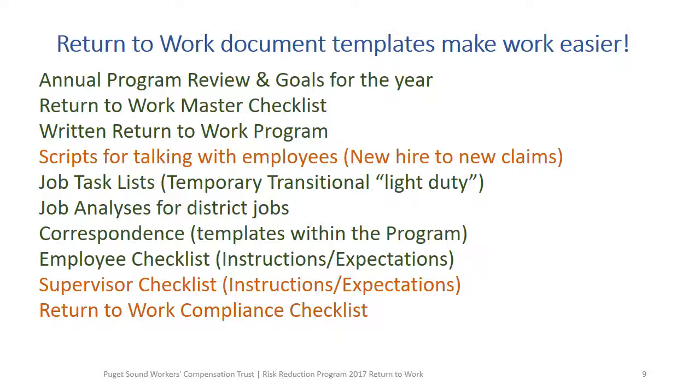The documents that are in green font designate documents we've already introduced in prior sessions, and the orange documents, or those in orange font, are those that we will cover in the next several sessions. All of these documents can be found in the Return to Work program box or online at the website for Puget Sound, pswct.org. We will always provide the link to the box in future sessions as well.